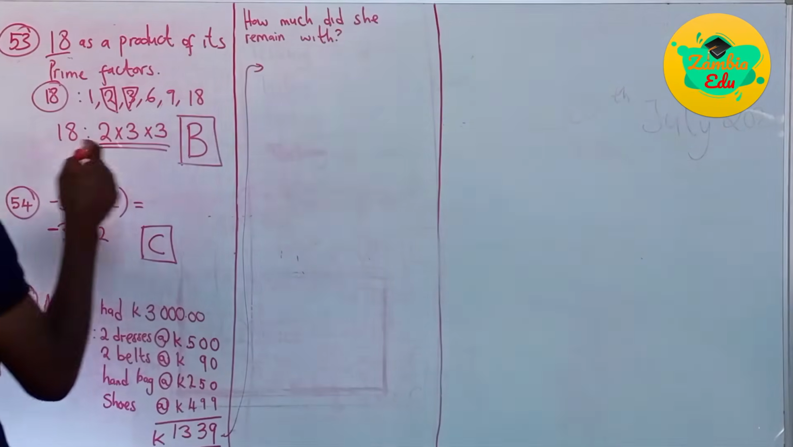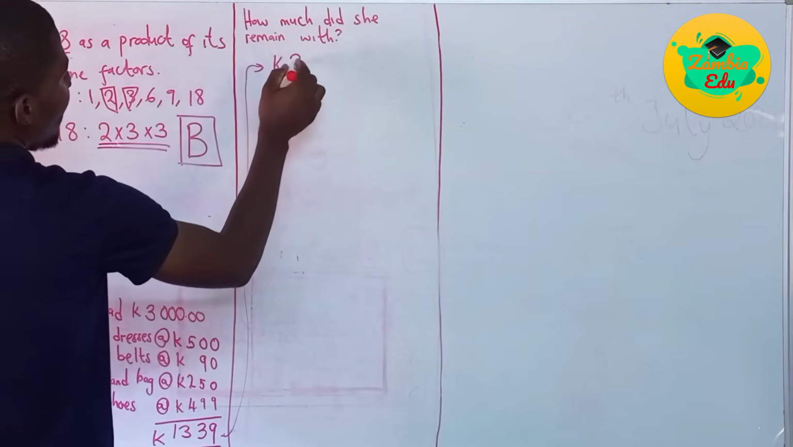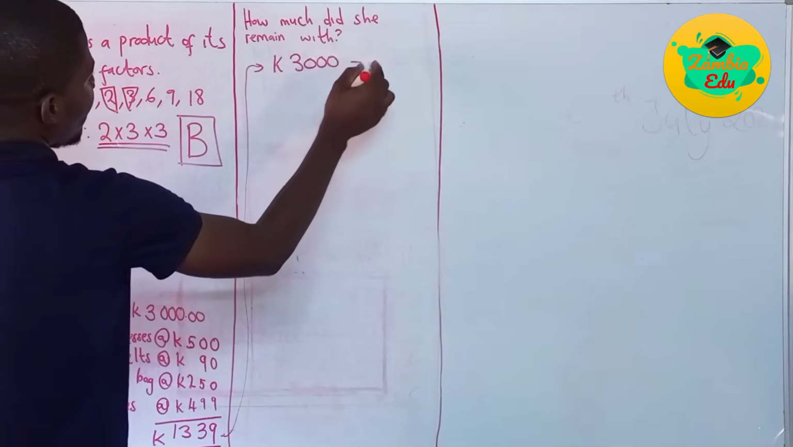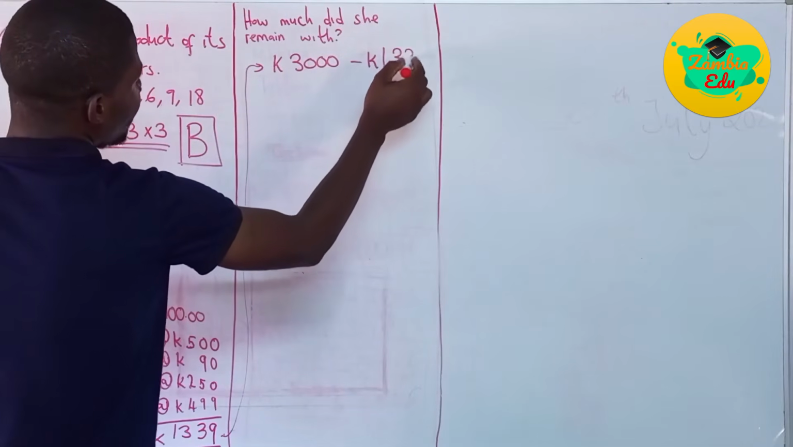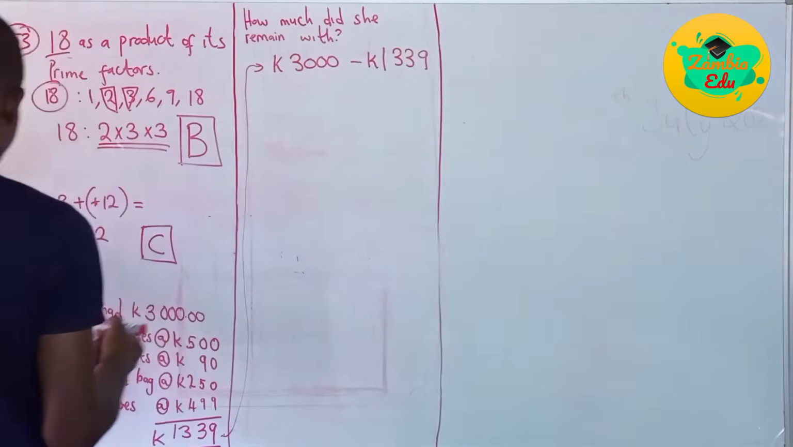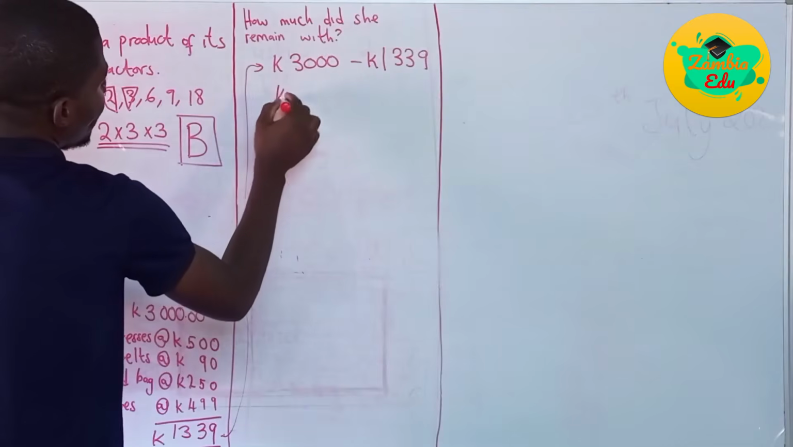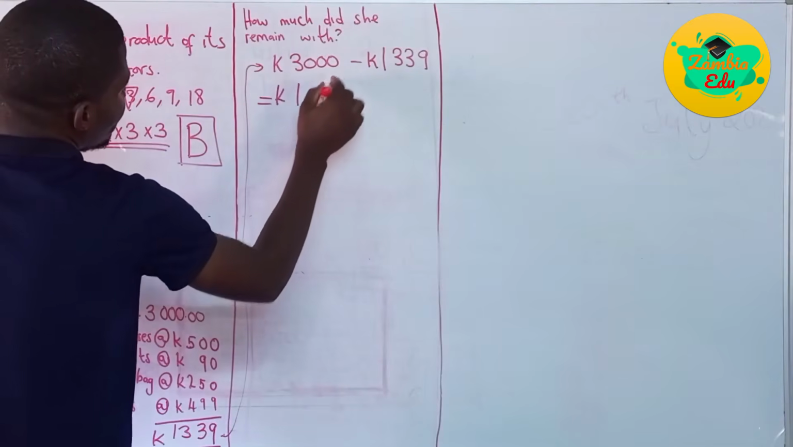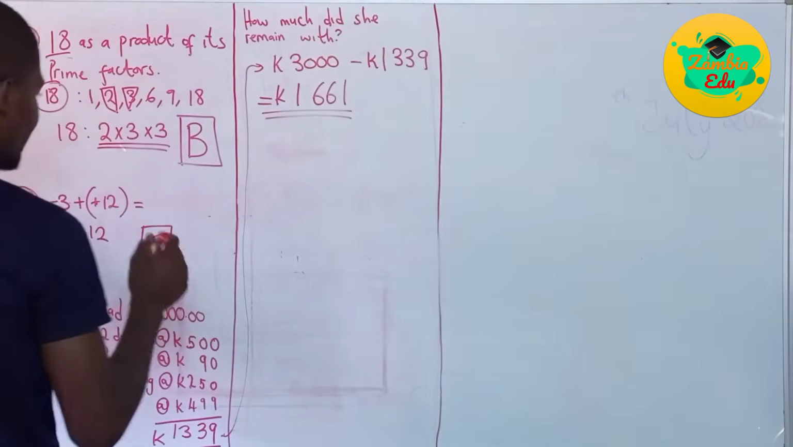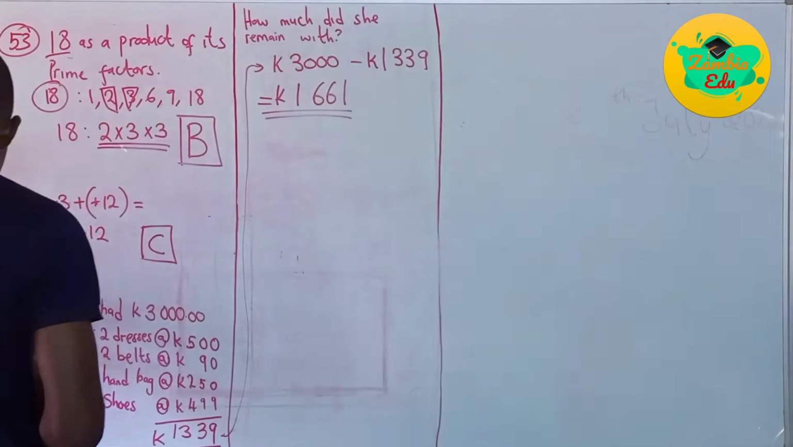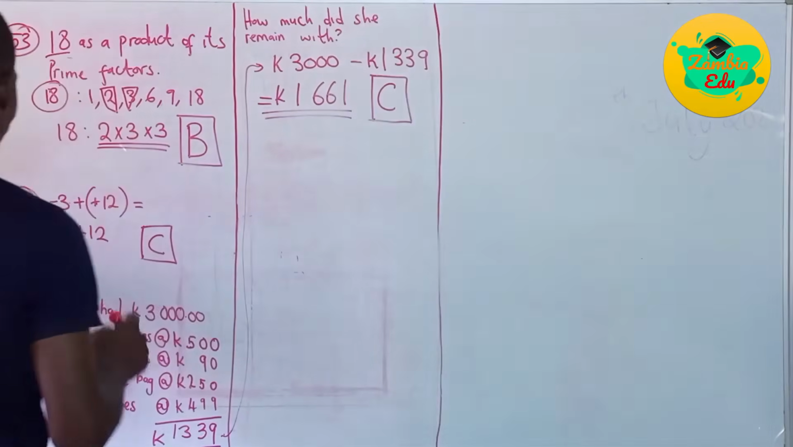So we're going to carry this and bring it up here. For us to find how much she remained with, we subtract the total expenditure, 1,339, from 3,000, and the answer that we get after we subtract is 1,661 kwacha. That becomes our answer, and that was shown under option C. So option C was our answer.